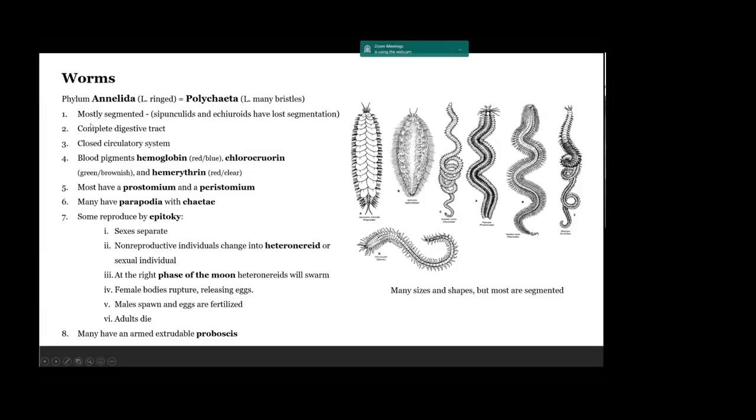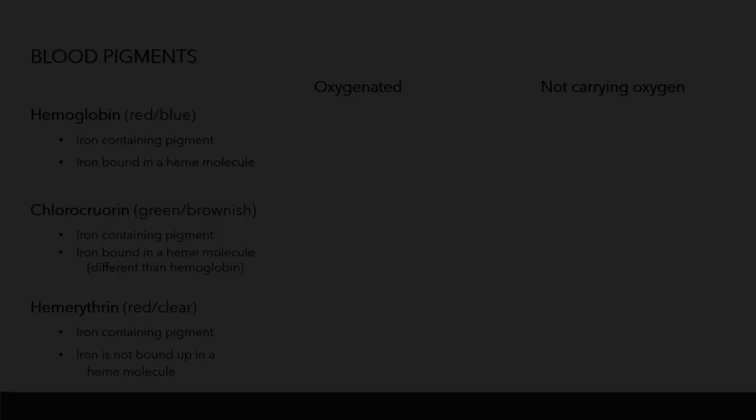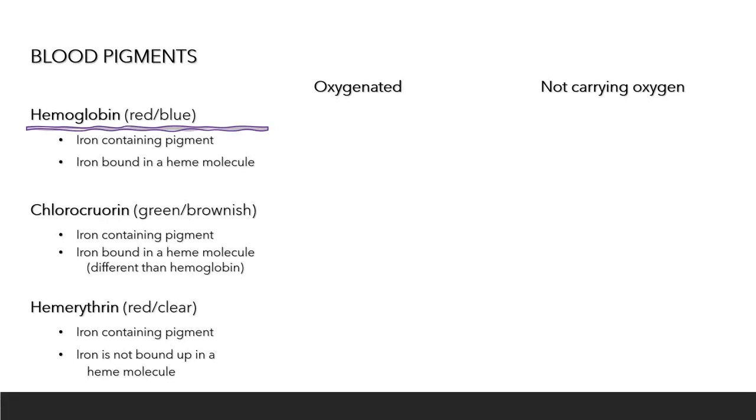The segmented worm does have a complete digestive tract. They have a mouth, a stomach, an intestine, and an anus. They have a closed circulatory system, and they have blood pigments. Many of them have hemoglobin, just like you have. Hemoglobin is an iron-containing pigment, and the iron is bound in a molecular structure called a heme. When it's oxygenated, as you know, it's bright red, and when it's not carrying oxygen, it is blue.